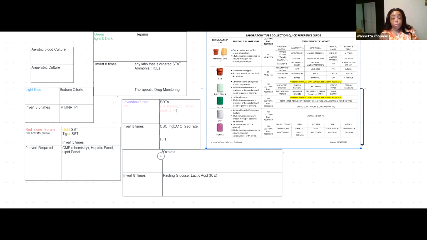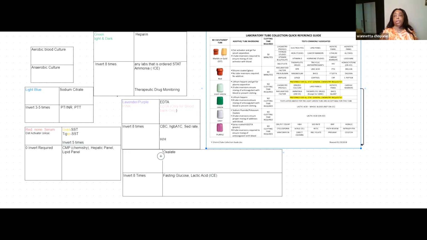That's your gray top tube. That is also inverted 8 times. So remember, if you close your eyes and think about the color tubes that come after the serum tubes, the rest of them is inverted 8 times, okay? Your SST 5 times, your light blue 3 to 4 times.